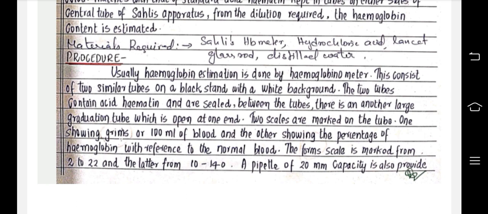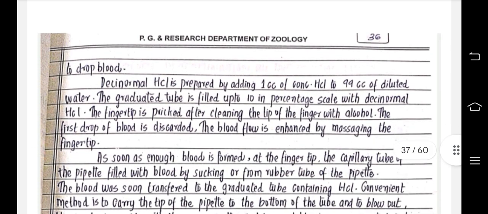A pipette of 20 mm³ capacity is also provided to draw blood. Decinormal HCl, that is 0.1 normal HCl, is prepared by adding 1 cc of concentrated HCl to 99 cc of distilled water. The graduated tube is filled up to 10 on the percentage scale with decinormal HCl.